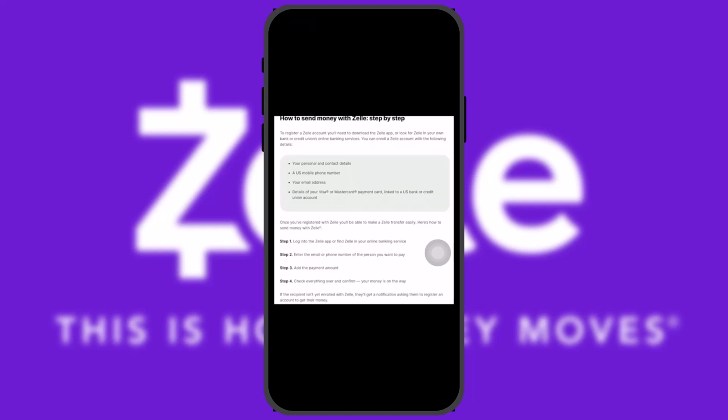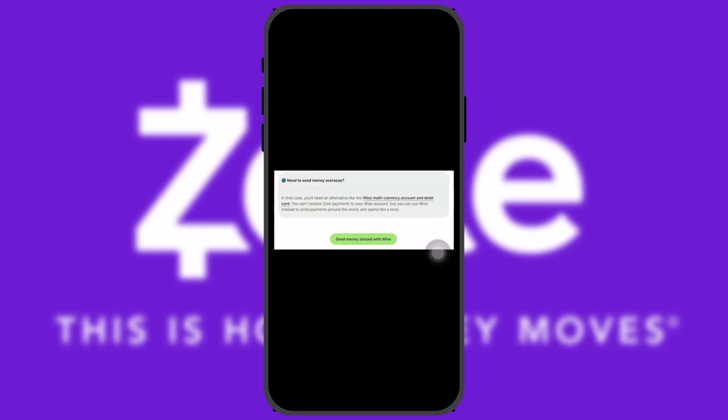Currently, Zelle and Wise, formerly TransferWise, are separate payment platforms and direct transfers between them are not officially supported as they serve different purposes. Zelle is a US-based payment system for instant domestic transfers. Wise specializes in international money transfers and currency exchanges. However, you can use an intermediary account, like your bank account, to transfer money from Zelle to Wise.